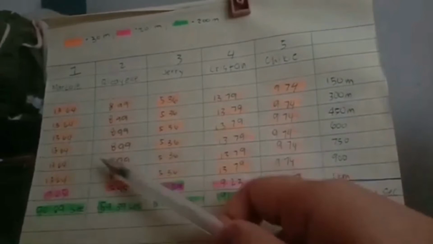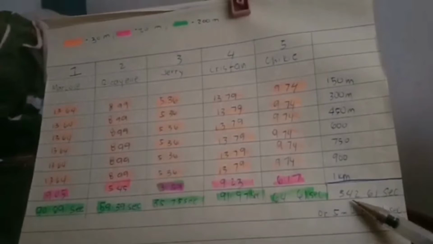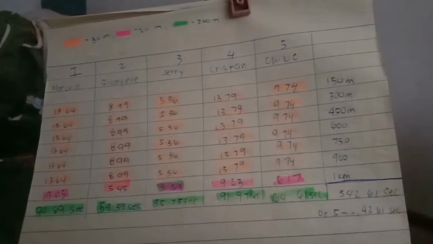As you can see, the time it took for us to reach 1 kilometer, with every member running 200 meter each, is 342.61 seconds or 5 minutes, 42.61 seconds. Thank you so much.